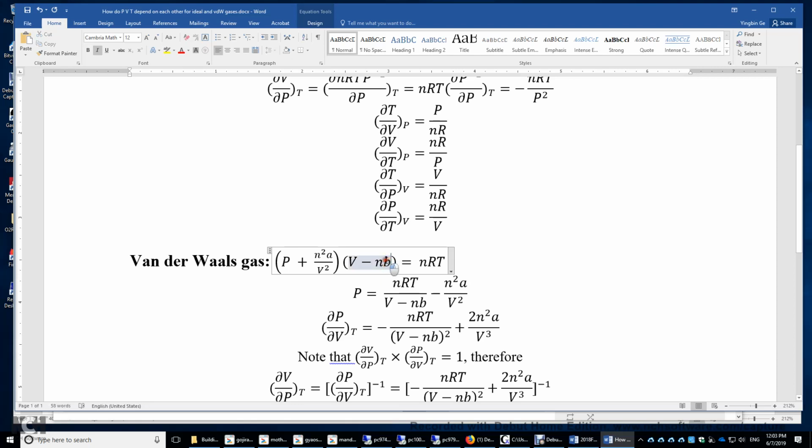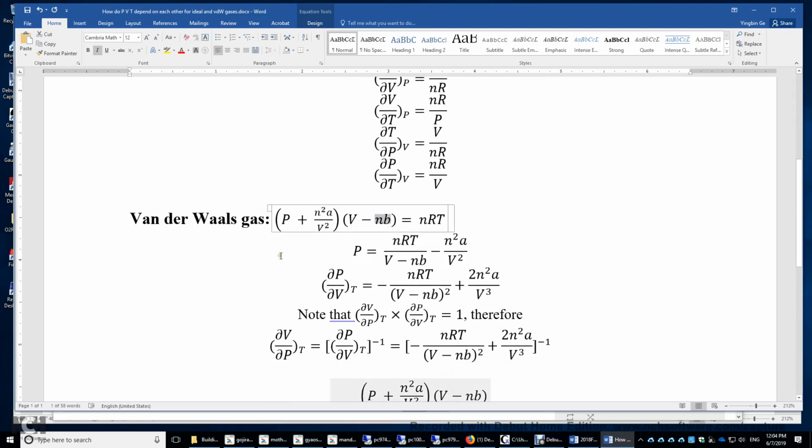B can be determined by freezing 1 mole of van der Waals gas into either liquid or solid, and then measuring the molar volume of the liquid or solid. For example, if you have water vapor, the B value for water vapor, I guess, is roughly 20 milliliters per mole. Okay. So again, this whole term is the attraction correction. This term is the repulsion correction, and we can also express P as a function of T and V.